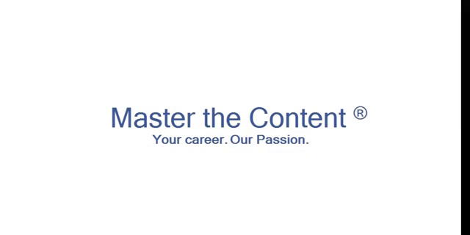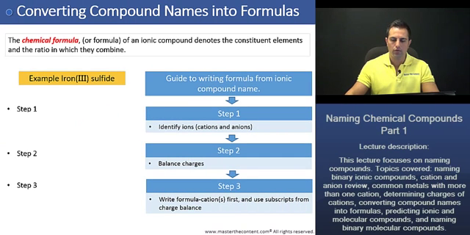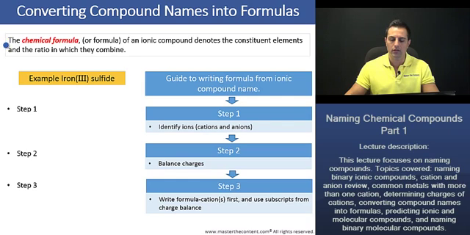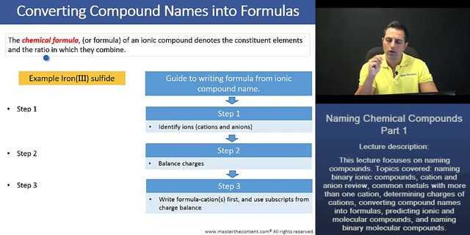Your career, our passion. Converting compound names into formulas. Now, firstly, what does the chemical formula tell us? Let's just take a look at the definition quick, and then we'll move forward. The chemical formula or formula of an ionic compound denotes the constituent elements and the ratio in which they combine. Now, converting compound names into formulas is also fairly simple. We can just use this three-step process here to the right. And let's go ahead and take a look at that now.